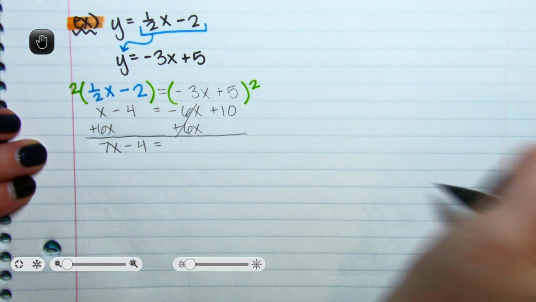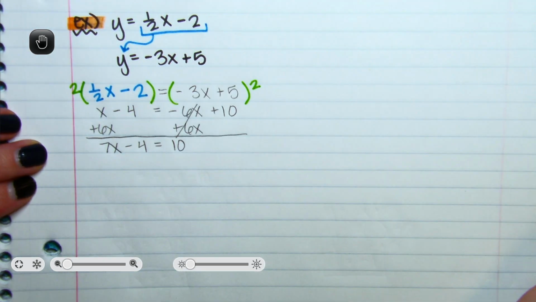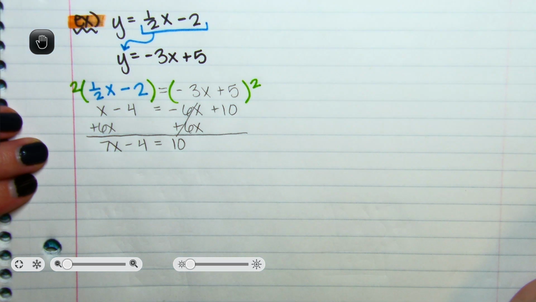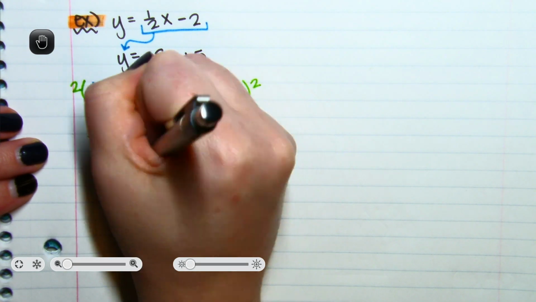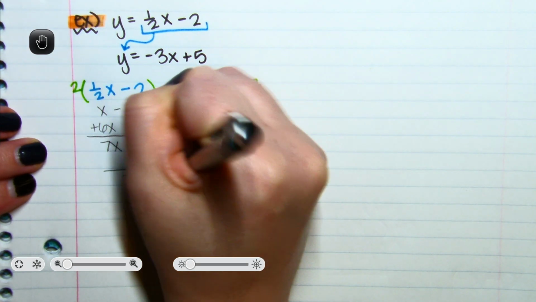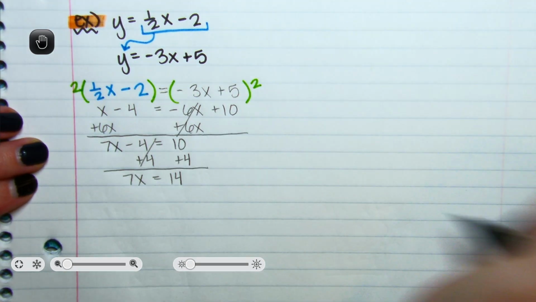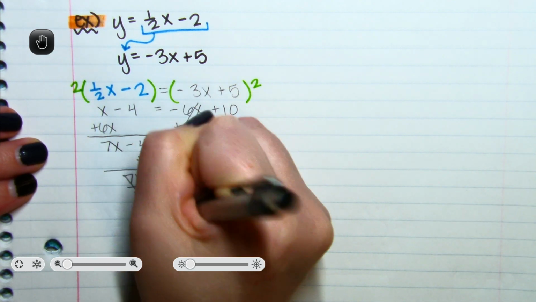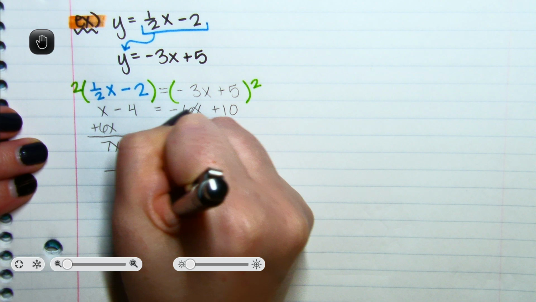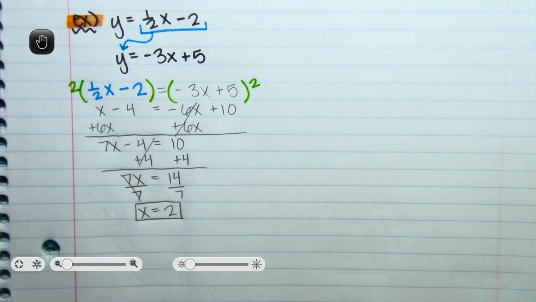So 7x minus 4 equals 10. What do I do next? Good, you should have said add 4 to both sides or move the 4, something along those lines. And then lastly is to divide both sides by 7. So x equals 2. So even though my equation started out with a fraction in it, my final answer is a whole number.